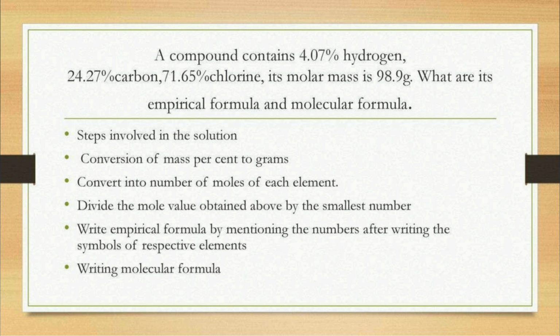A compound contains 4.07% hydrogen, 24.27% carbon, 71.65% chlorine, and its molar mass is 98.9 grams. Now I have to calculate its empirical formula and molecular formula. First of all, we need to know the steps involved in the solution. Conversion of mass percent to grams. Remember this, you have to do this.